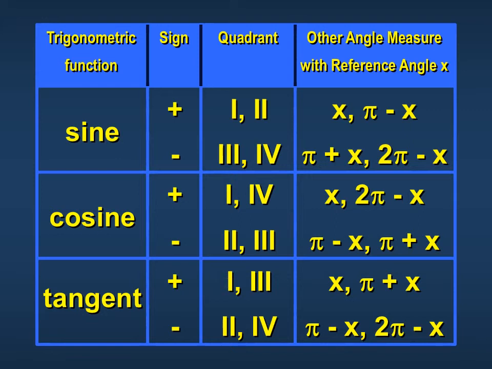Tangent, positive in quadrant 1 and 3. It's negative in quadrant 2 and 4. So for quadrant 1, your angle is just x. In quadrant 3, it's whatever your angle is plus pi, right? Whatever your angle is plus pi. In quadrant 2, it's going to be pi minus whatever your quadrant 1 angle was. For quadrant 4, you're going to take 2 pi and subtract whatever that first quadrant angle was. So that's how you get your other angle measures using reference angle x.